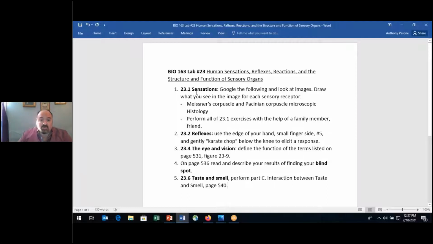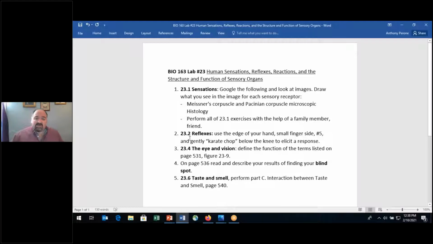For 23.1, I'm going to take you through the lab manual in just a moment, but I'm going to require that you Google the following and look at images for Meissner and Pacinian corpuscles. You're going to see them online. Do an image search, and then draw these two different types of sensory receptors. Then you're going to perform 23.1, the exercises within that portion of the lab, with the help of a family member. I'll talk you through that in just a moment.